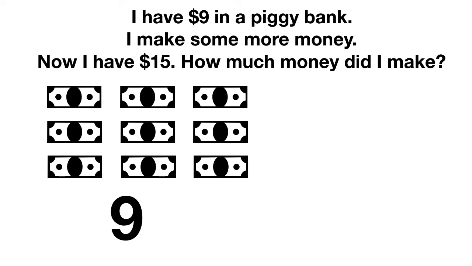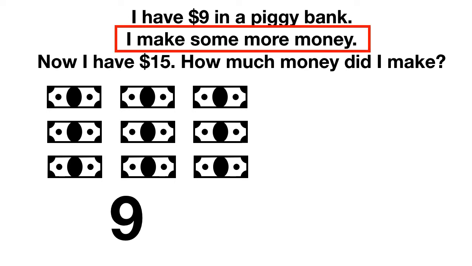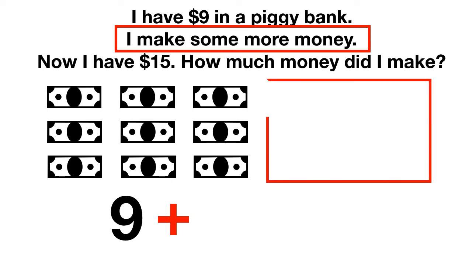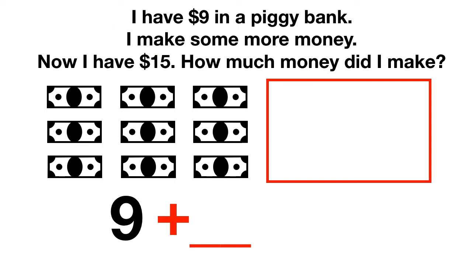Now the next part of the problem says I make some more money. Do we know how much more money I'm making? No, it doesn't tell us exactly how much we're making. Now because we're getting more money, we know we'll be adding. But because we don't exactly know the amount, we're going to have to leave this blank in our number sentence.